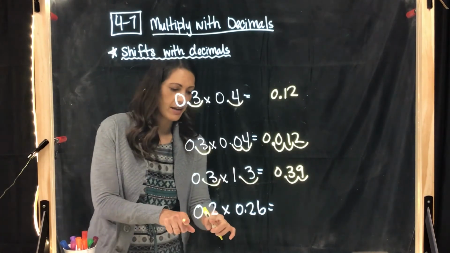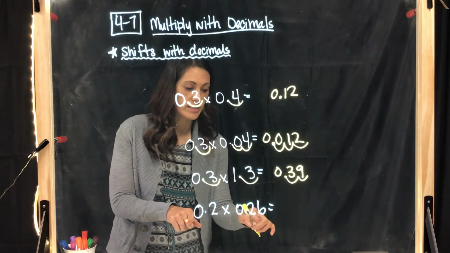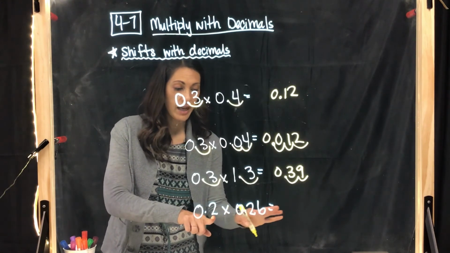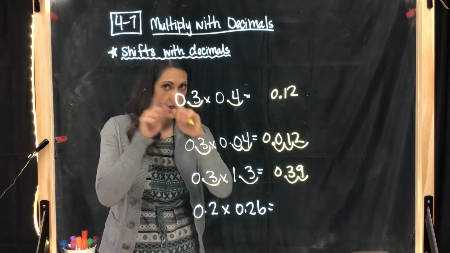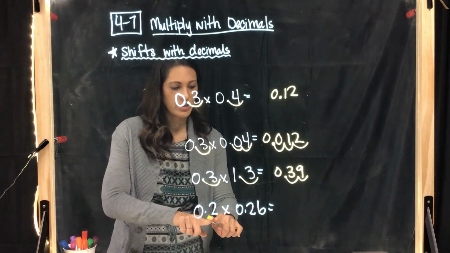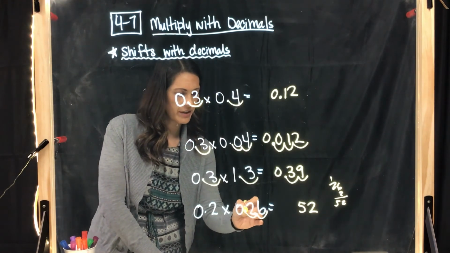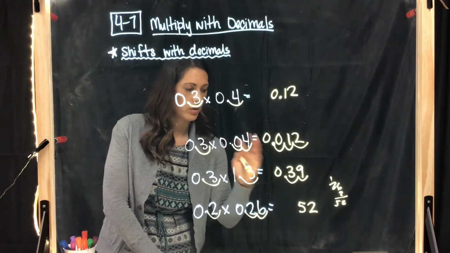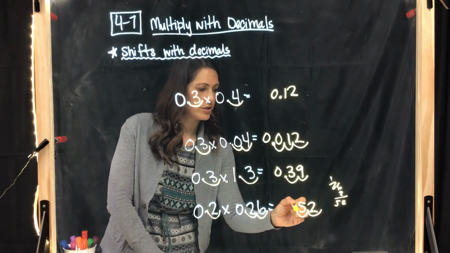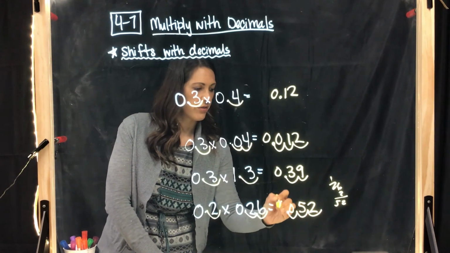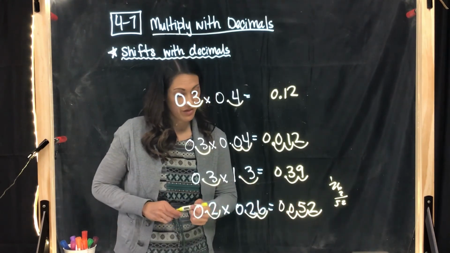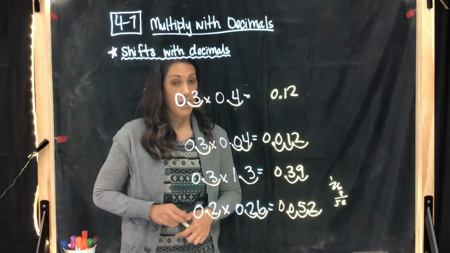Same thing with this. I have 2 tenths times 26 hundredths. I'm just going to take out the tenths and the hundredths, like I did in the problem before, and say 2 times 26, that's 52. And I would have 2 place values here, 1 there, so the total of 3, 1, 2, 3. So 52 thousandths would be my answer for that one.